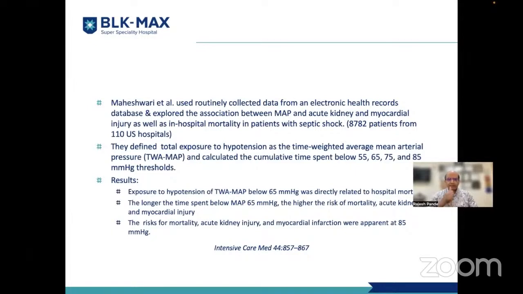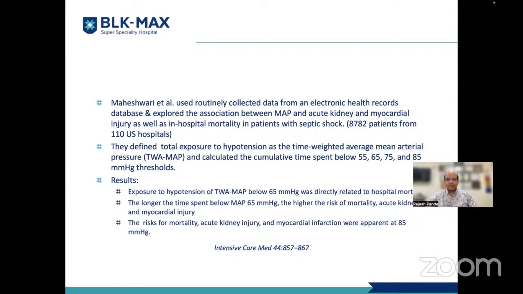Another dataset was published by Maheshwari et al. They collected data from electronic health records retrospectively, and they looked at the association between MAP and acute kidney injury and myocardial injury, as well as in-hospital mortality. All these patients were in septic shock. So they had data of about 8,700 patients from 110 US hospitals.